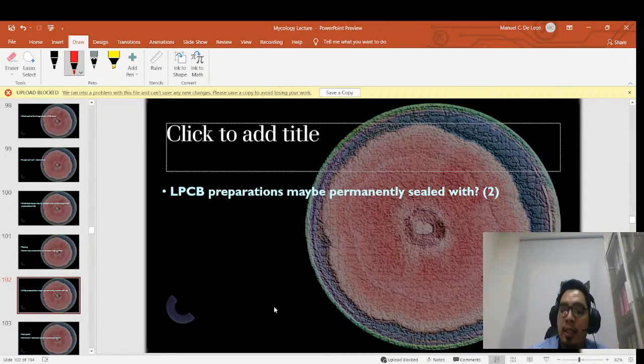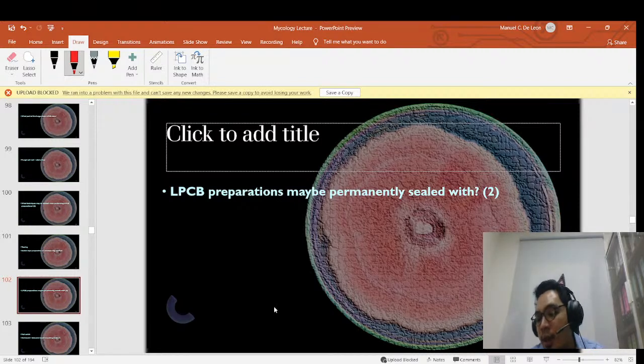Can be permanently sealed with which ones? It can be permanently sealed with a toluene-based mounting media. So, histopathology recall. Most of the things that we have in histopathology are silane based. So anything that can touch the tissue is silane based.